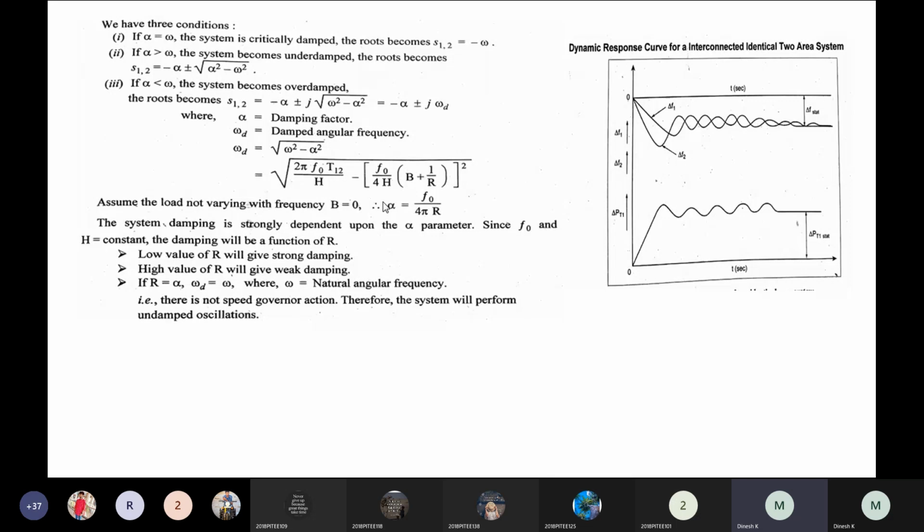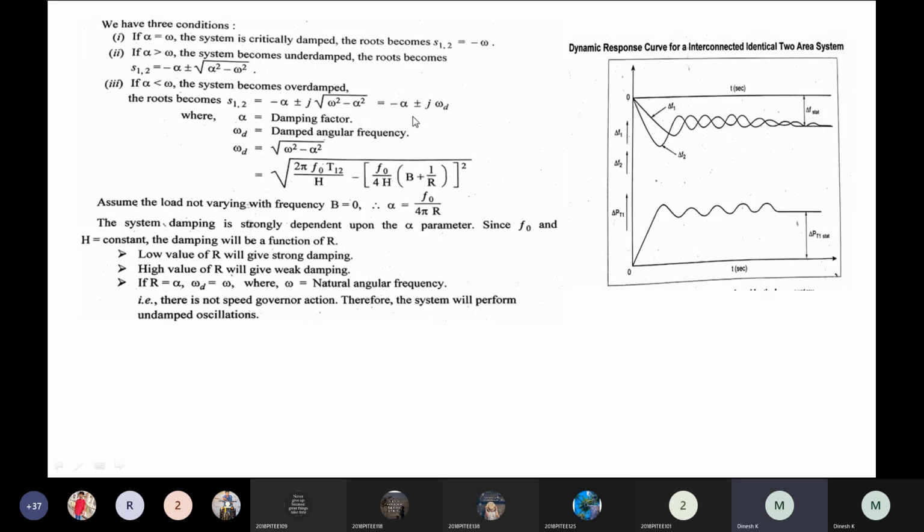You know that omega equal to 2 pi f, in radians per second. First case is when alpha equal to omega: the system is critically damped, the roots become negative. Correct, that is your critically damped case. Second case is alpha greater than omega. In this case, your system becomes over damped, and the roots are minus alpha plus or minus root of alpha square minus omega square. Third case is alpha less than omega, the system becomes under damped. Here the roots are minus alpha plus or minus j omega d.